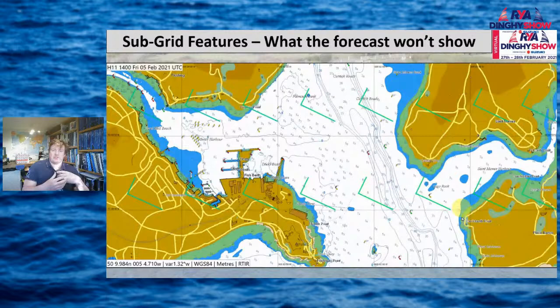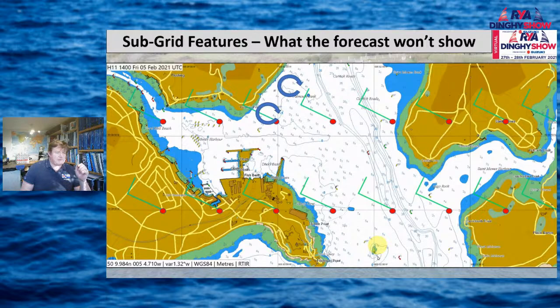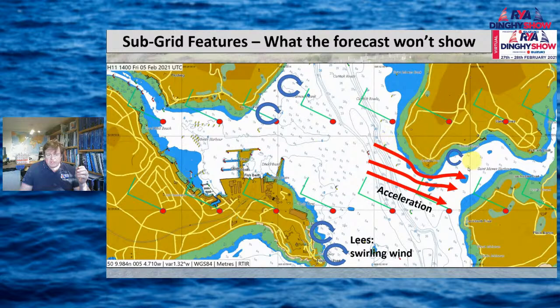You've got to think inside the model, inside the grid. Because if you look at it in a bit more detail, if you zoom in, these little wind bobs here will tell you what the wind is doing at each of those red points. Any wind arrow or wind bob is normally valid for the pointy end of it. So you've got a forecast for there, for there, for there, but you haven't got an actual forecast for there. And this is where it's really useful to think about it, because as sailors, we can think, well, there's a dirty great lee there, so it's going to be all swirling around there and swirling around there. We're probably going to have a bit of acceleration around Castle Point there.